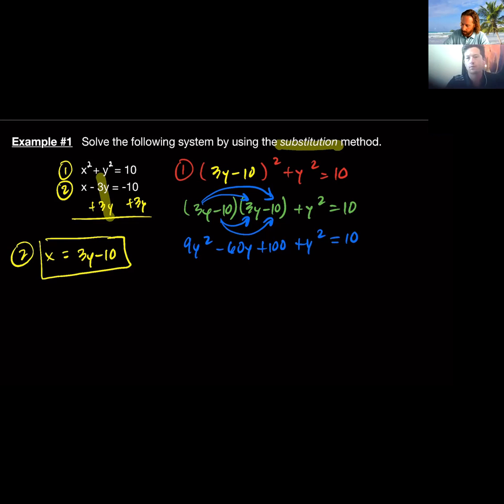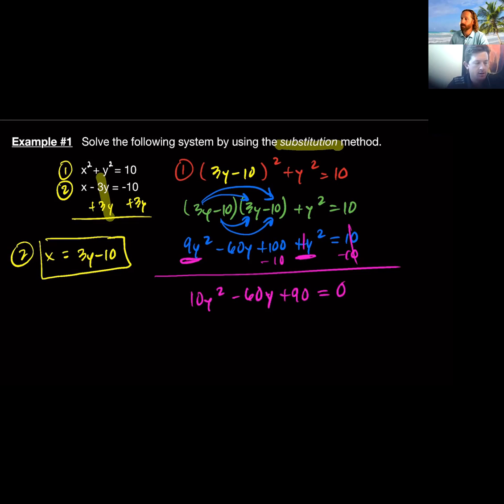And because I have y squareds and y's, what do I have to get this whole thing set equal to? 0. Very good. And how are we going to do that? Bring the 10 over to subtract. Excellent. Subtract the 10 over. And notice I do have some things that I can combine. I have 9 y squareds and I'm adding another y squared. That means I have 10y squared minus 60y, and then that gives me plus 90.